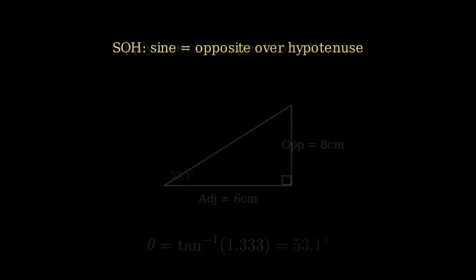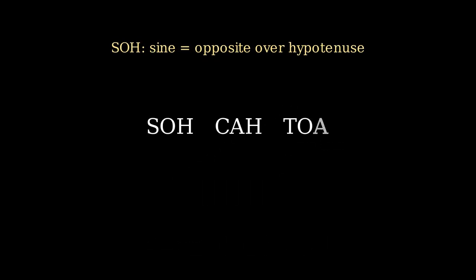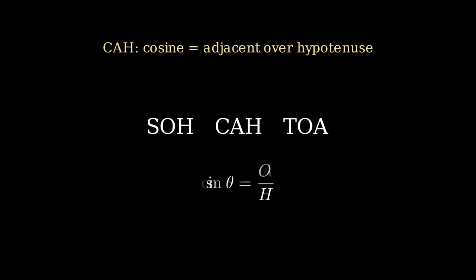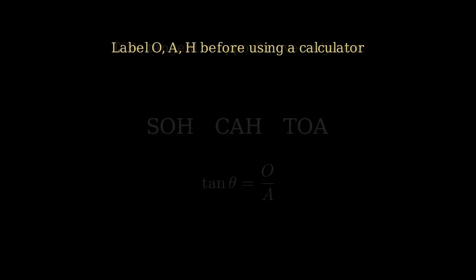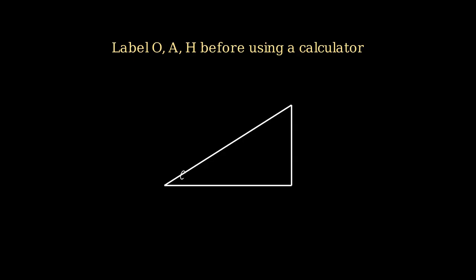Here's the trick to remember all this. The phrase SOH CAH TOA tells you which two sides go with which ratio. SOH means sine equals opposite over hypotenuse, CAH means cosine equals adjacent over hypotenuse, and TOA means tangent equals opposite over adjacent.